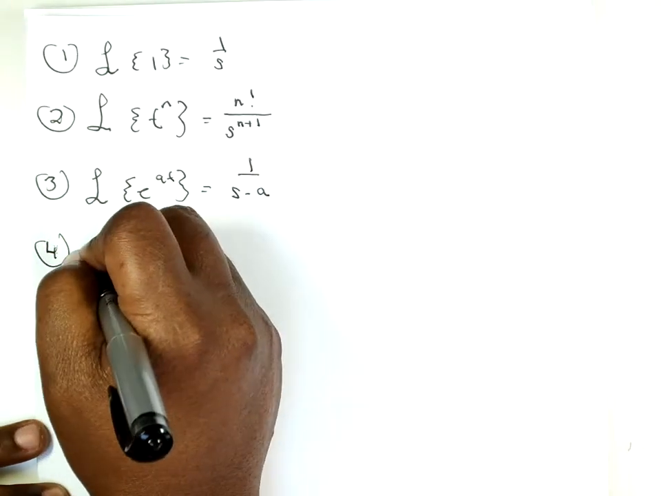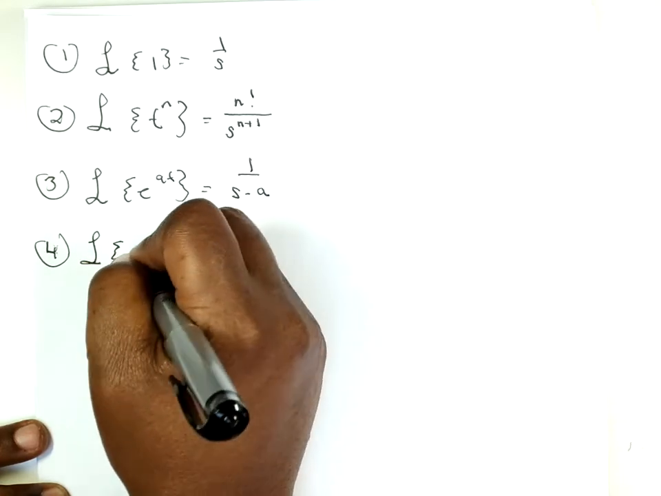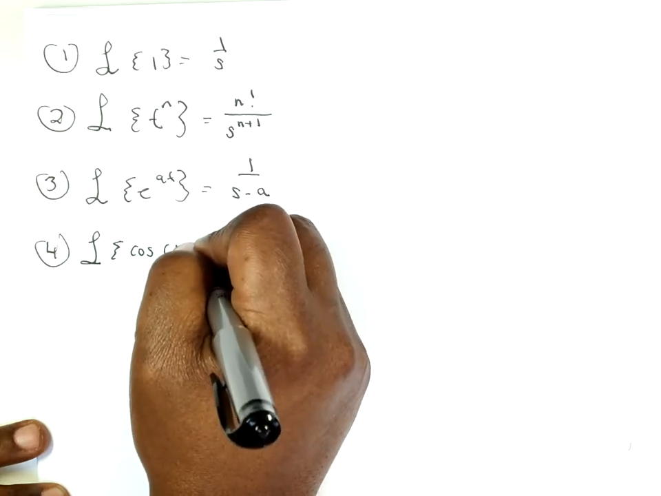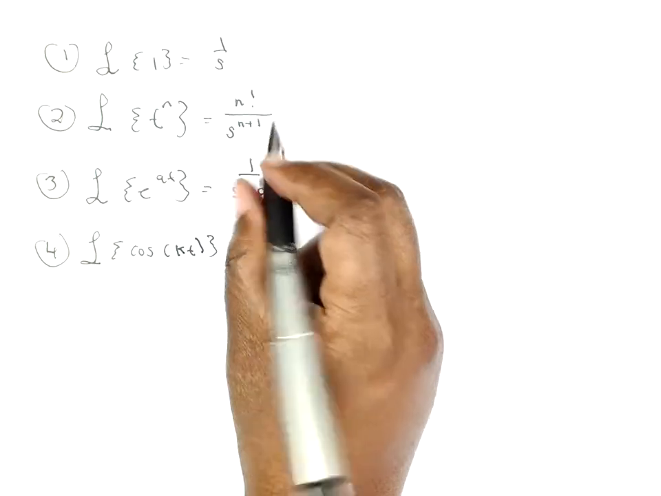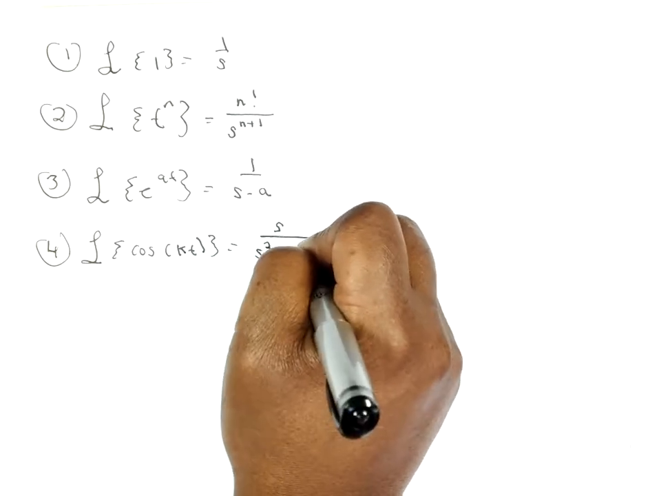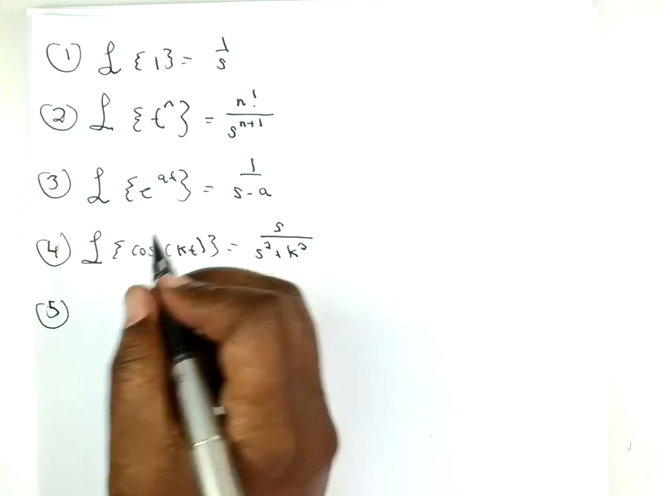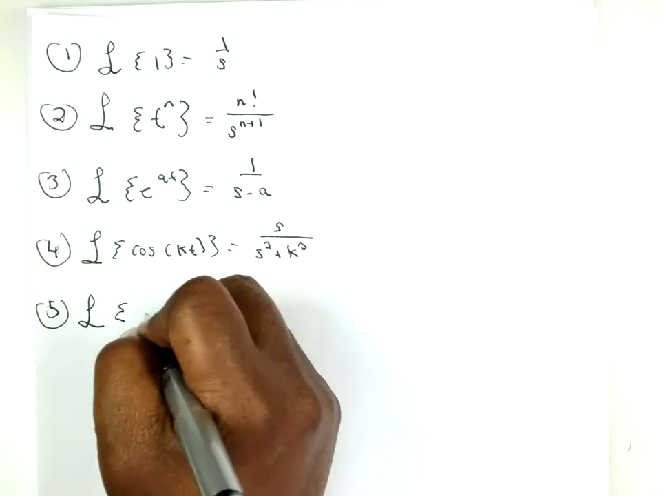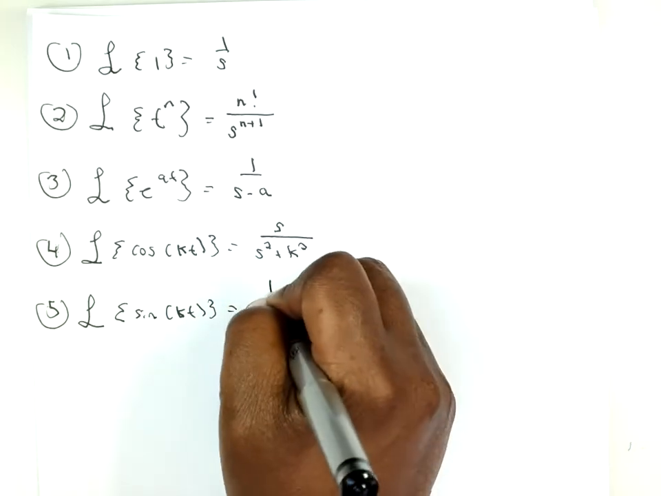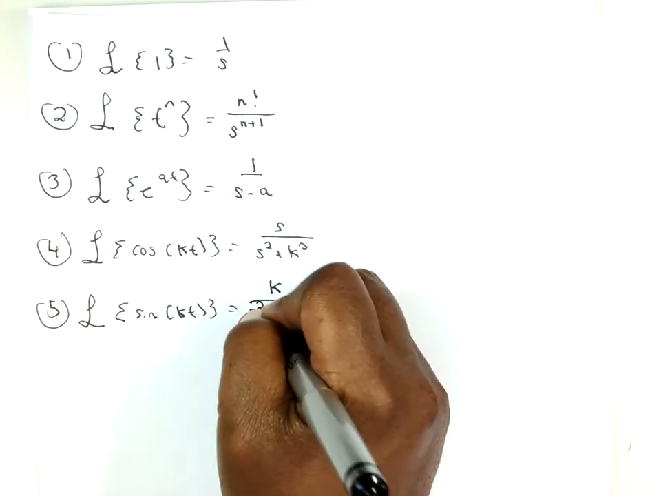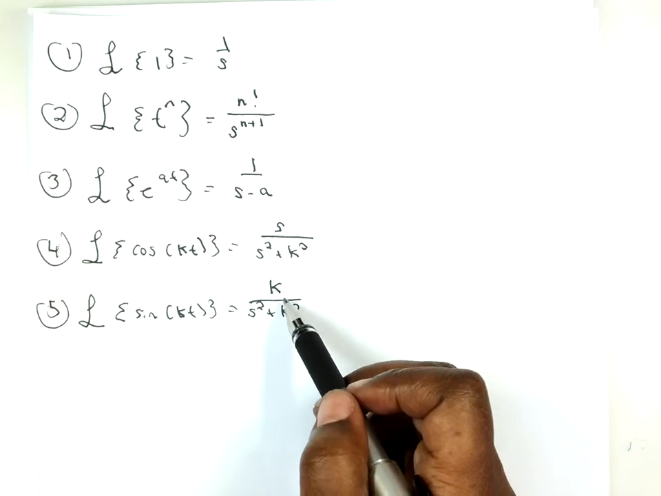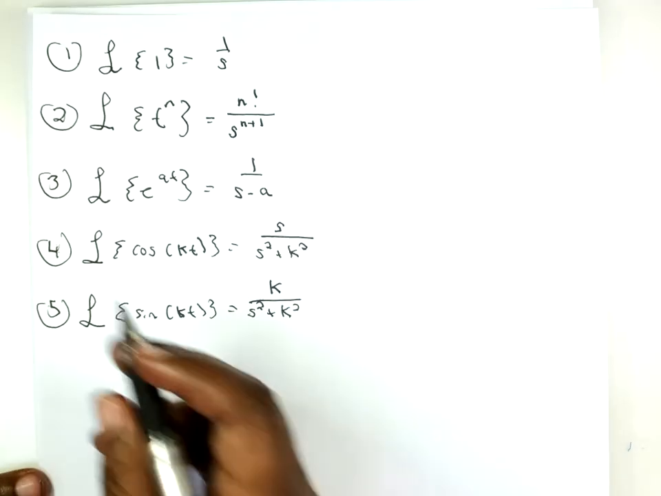And then these we haven't proven out, but the Laplace transform of cosine of kt is equal to s over s squared plus k squared. The Laplace transform of sine of kt is equal to k over s squared plus k squared. So the cosine has an s in the numerator and the sine has a k in the numerator. The denominators are the same.